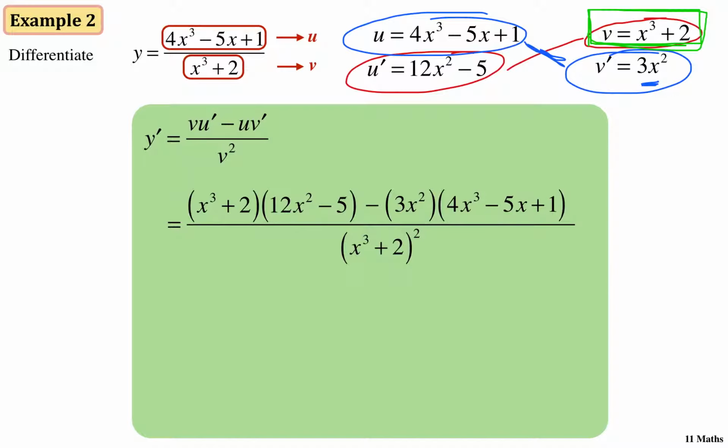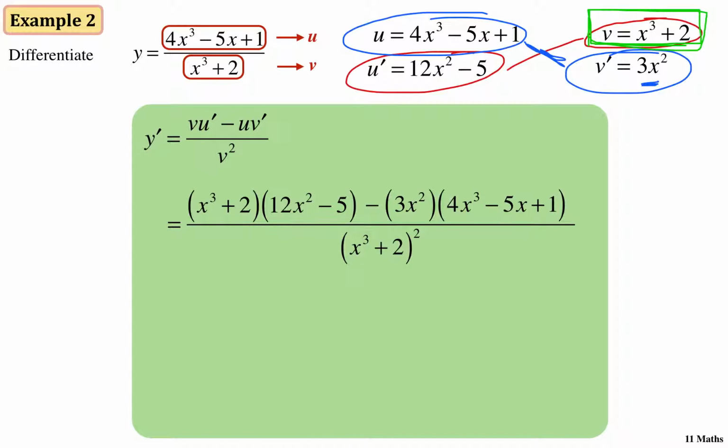So, what's x cubed times 12x squared? Becomes 12x to the power of, add the powers, 12x to the power of 5. X cubed times minus 5, minus 5x cubed. Now the inside terms, plus 2 times 12x squared, plus 24x squared. The last terms, 2 times minus 5 gives minus 10.